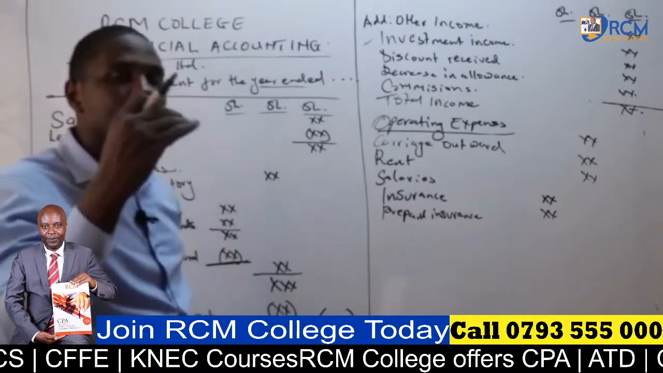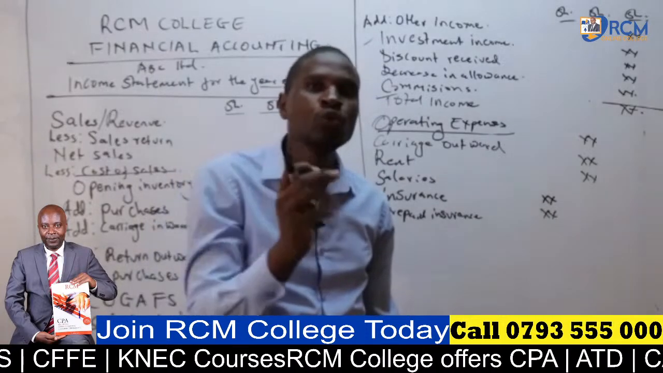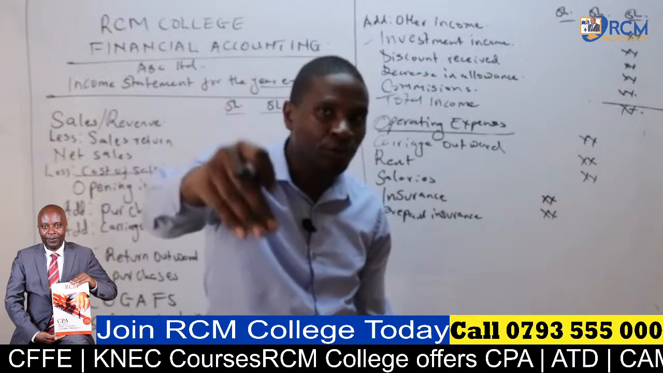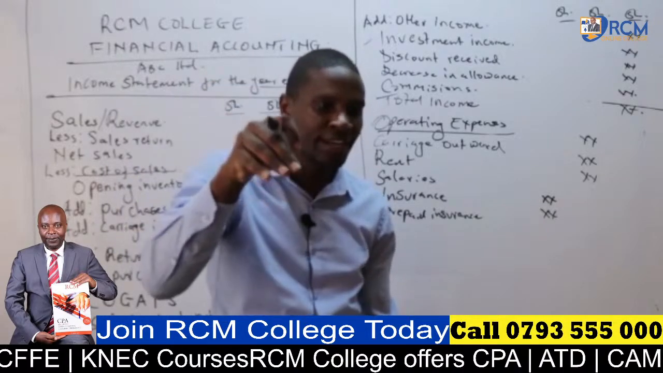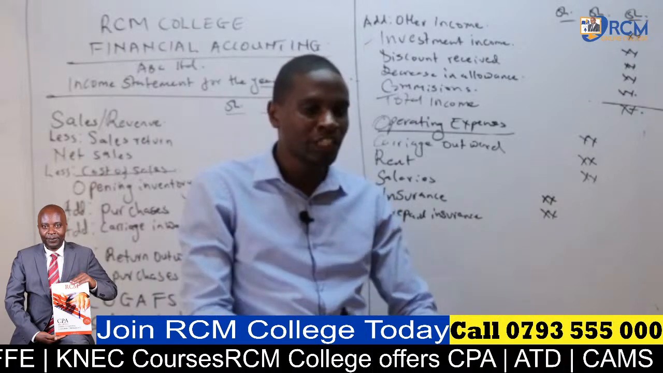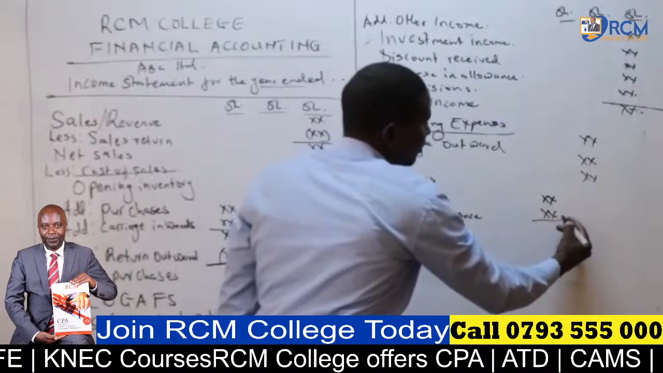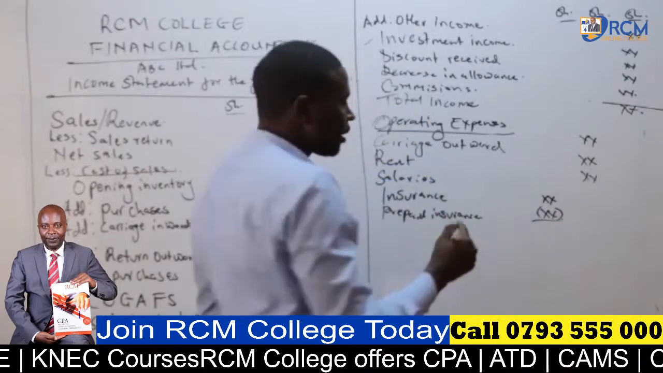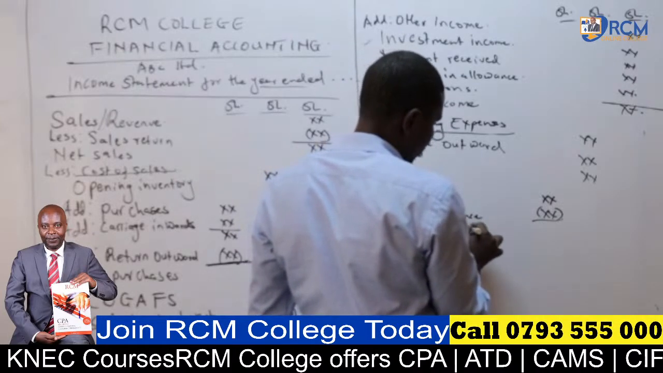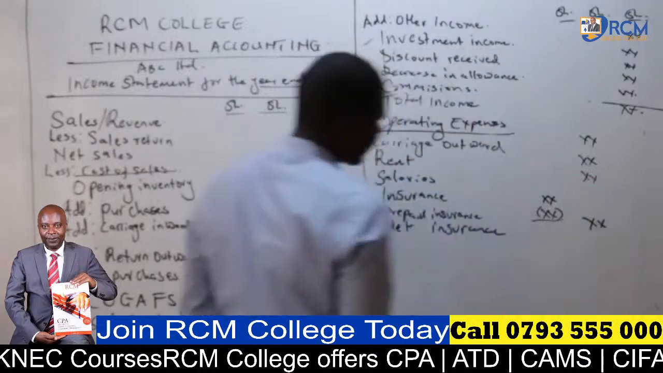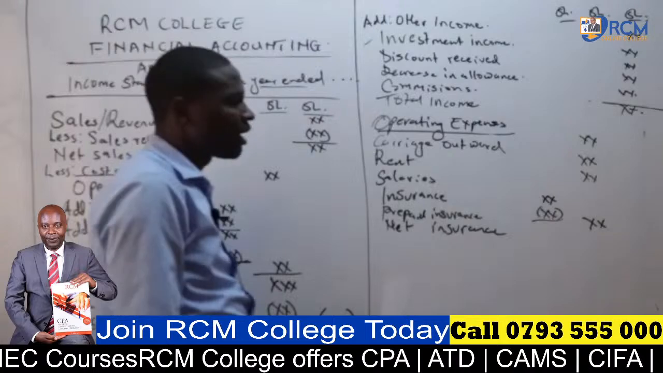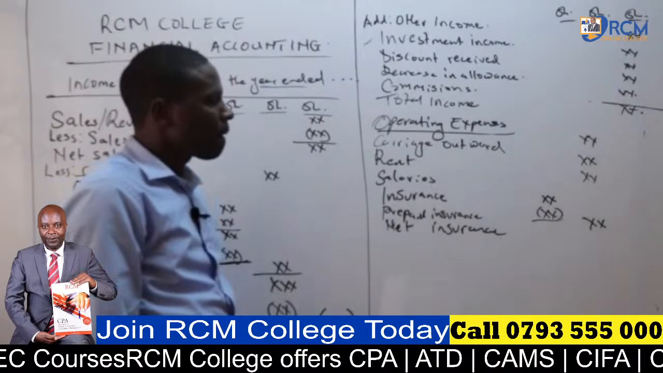Exactly. Anything prepaid, you erase it because that means it will be offset in the next period, the next financial year. Therefore, as we are preparing our income statement, we just deal with the income and the expense at the end of the period. Therefore, we shall be having net insurance here. I put it there. Then we can have, give me another expense here. Electricity.